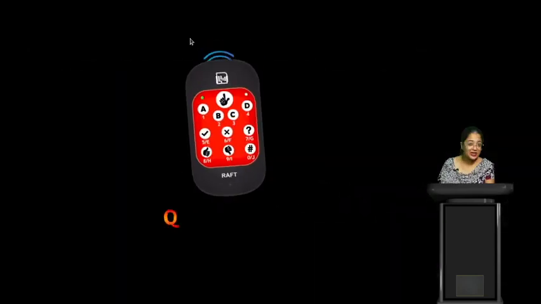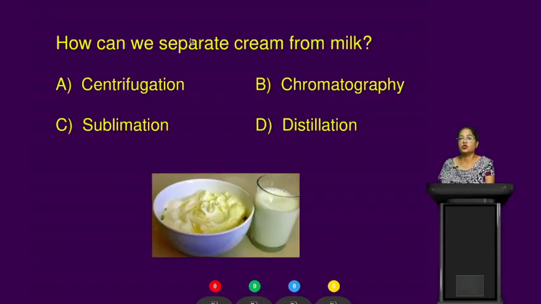Now let's have another question time, shall we? How can we separate cream from milk? We just spoke about this, didn't we? A. Centrifugation method, B. Chromatography method, C. Sublimation method, and D. Distillation. You have 30 seconds and the time starts now.